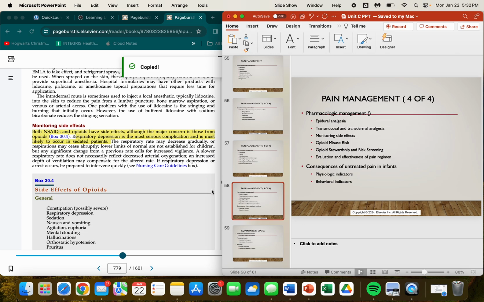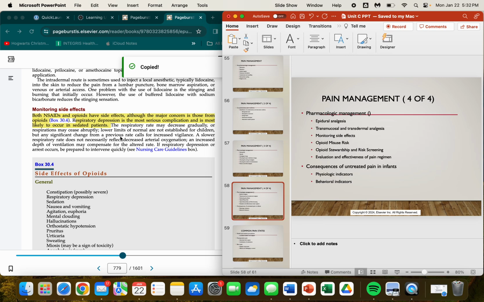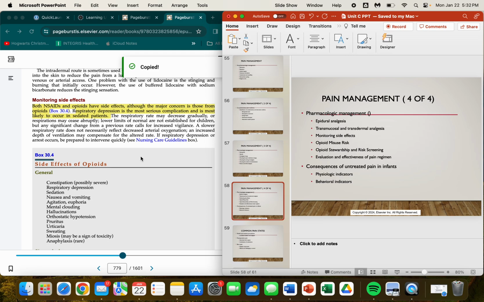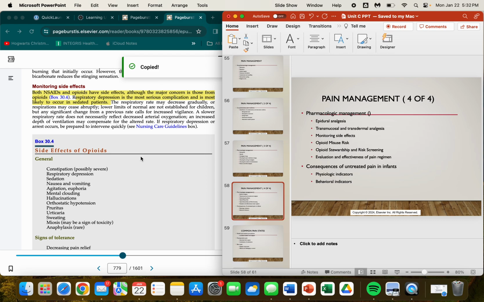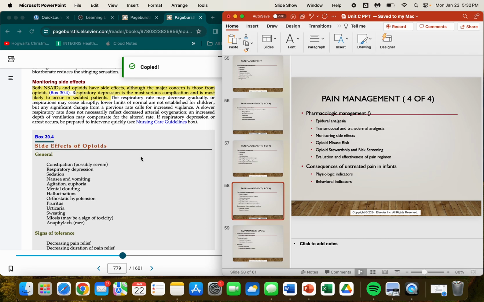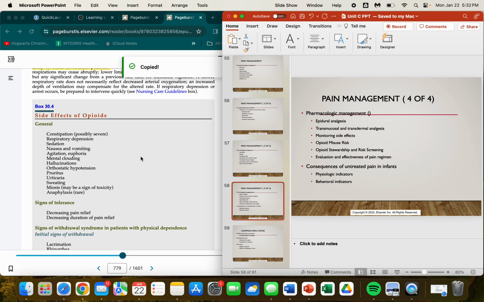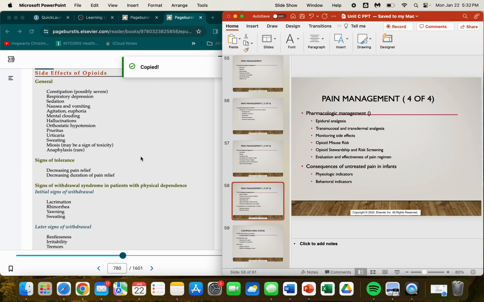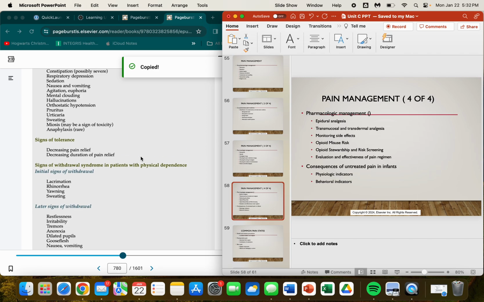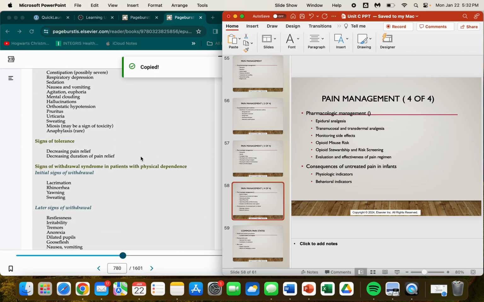We talk a little bit about monitoring side effects. NSAIDs and opioids all have side effects, although the major concern is those from opioids. Respiratory depression is obviously the most serious complication and the most likely to occur in sedated patients. This little chart gives you some more of the potential side effects from opioids.